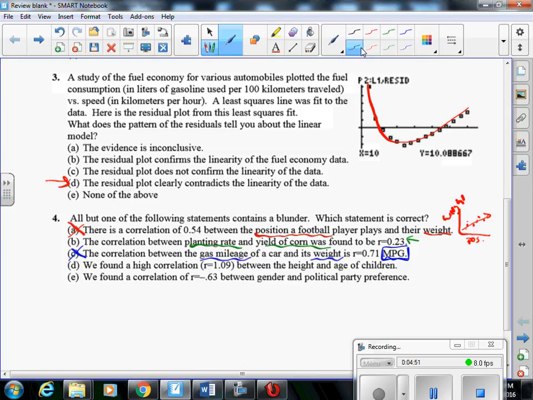Okay, so let's look at D. D says we found a correlation of 1.08 between the height and age of children. Can we have a correlation R score above 1? No, we cannot. Finally, E: we found a correlation of R negative 0.63 between gender and political party. Gender is categorical, political party is categorical. So those are problems in that one as well. So our best answer is B.